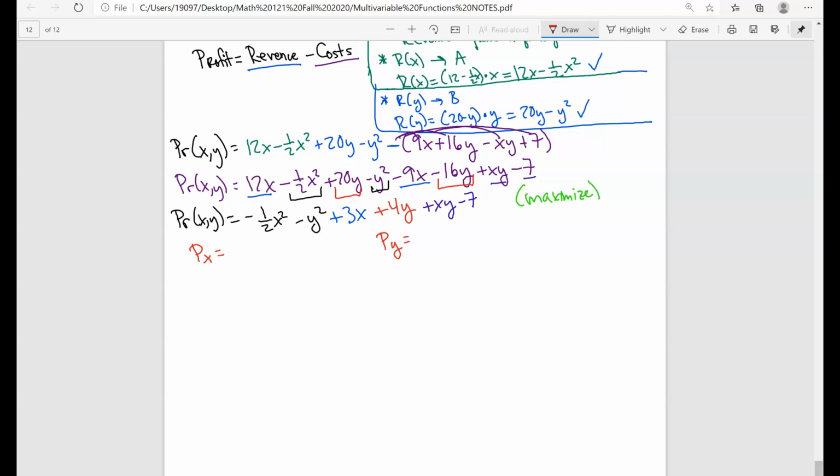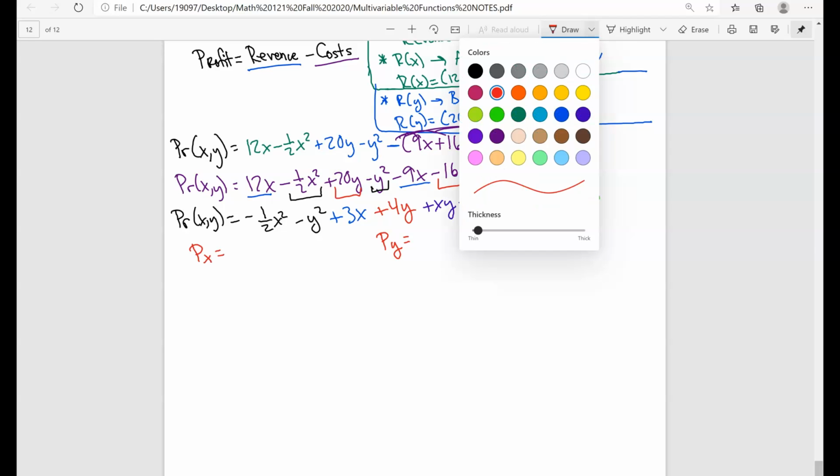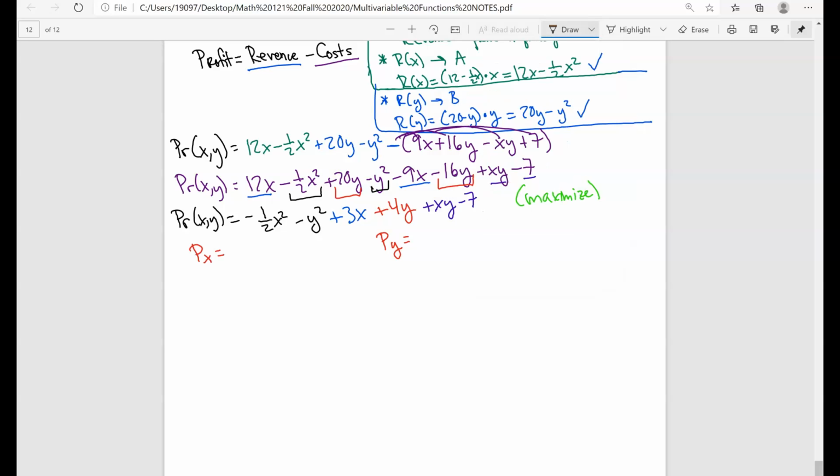So for the profit function, the partial derivative with respect to x, we're going to take all of my x's and take the derivative of those. You're going to have the 2's cancel out, so I have negative x. Then you're going to get a positive 3 and then a positive y equals 0. And for my y's, I'm going to get a negative 2y, a positive 4, and a positive x.